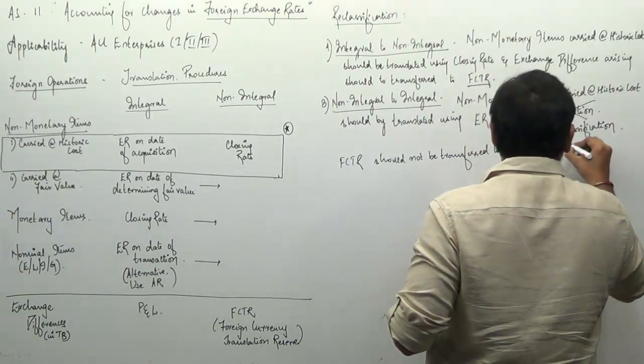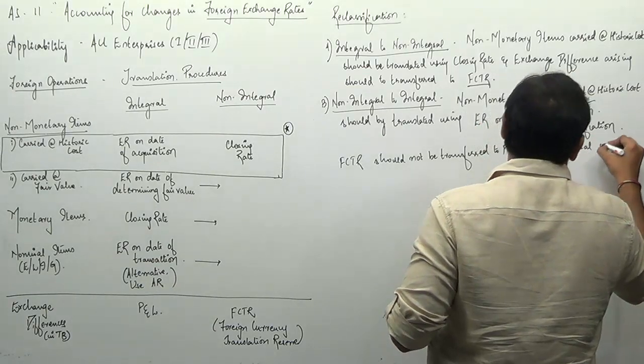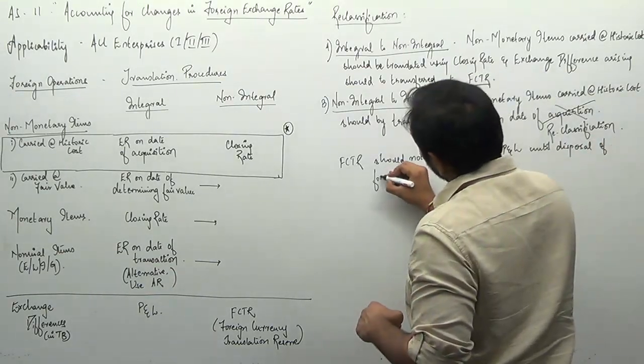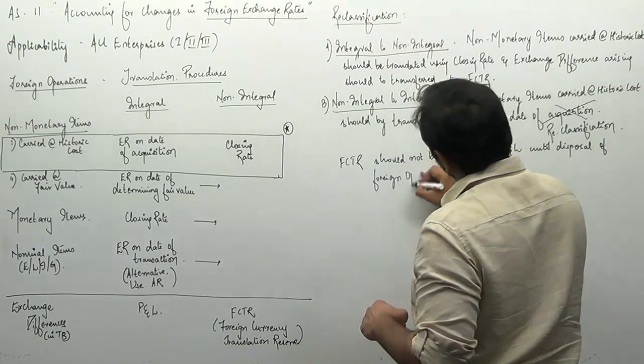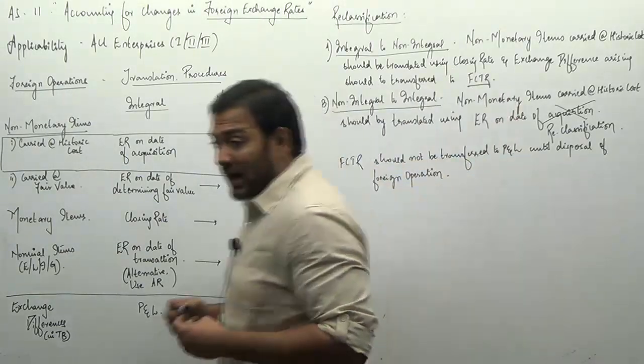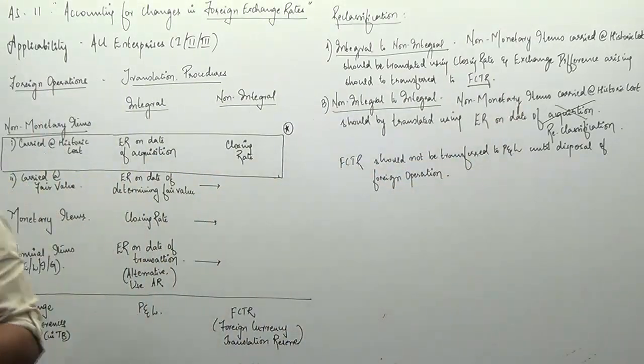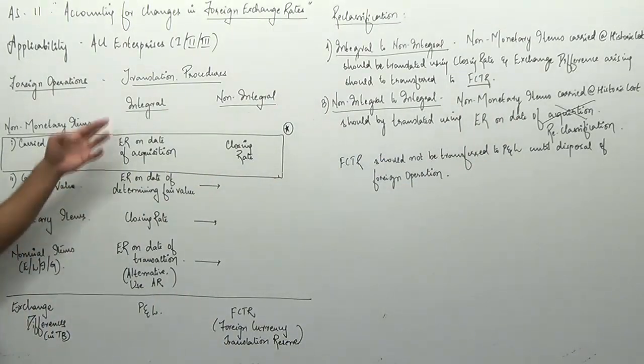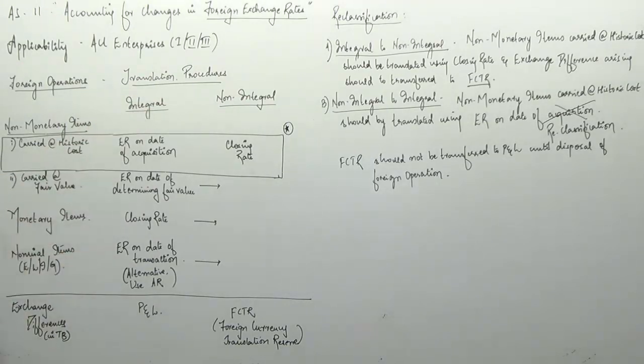Until disposal of foreign operation. So until that foreign operation is disposed, I'll still hold FCTR in the balance sheet even though it is an integral foreign operation now. Even though it is an integral foreign operation now, I will still have FCTR account. If it was earlier a non-integral operation, such FCTR will be transferred to P&L, but only at the time of disposal of foreign operation. This is regarding the reclassification of foreign operations from integral to non-integral, or vice versa.